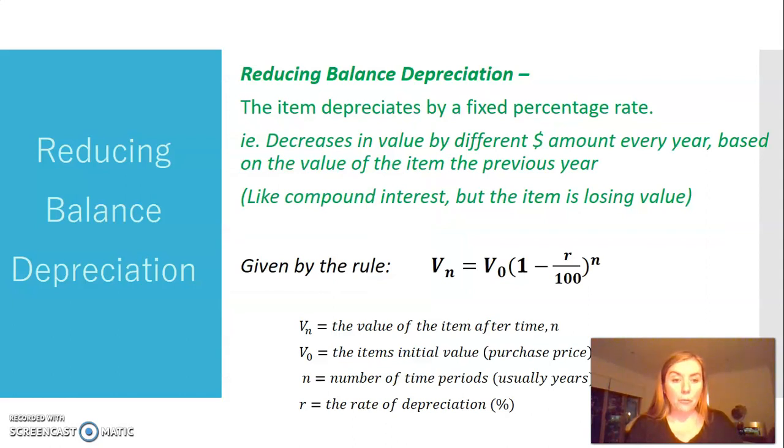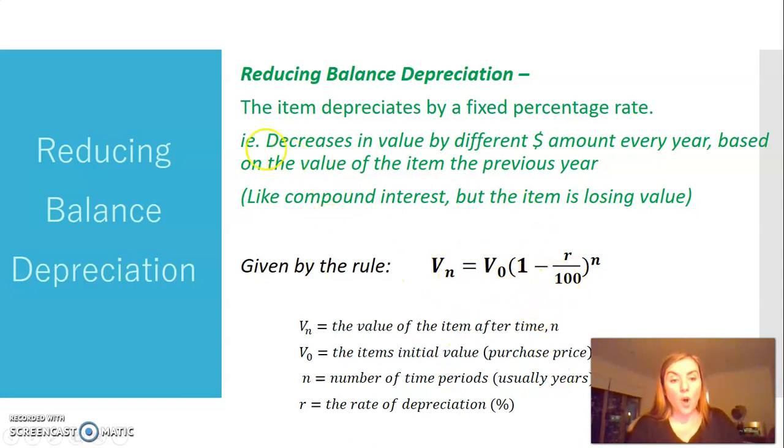So let's have a look at our rule. Now you might look at this and think it looks a little bit familiar, and that's because it does look a lot like the compound interest rule. A way of thinking about reducing balance depreciation is like reverse compound interest loans and investments, but instead of a positive here, it's a negative because we're reducing value. So once you pop your values into here, you'll do it in a very similar way to what you do in the compound interest section.